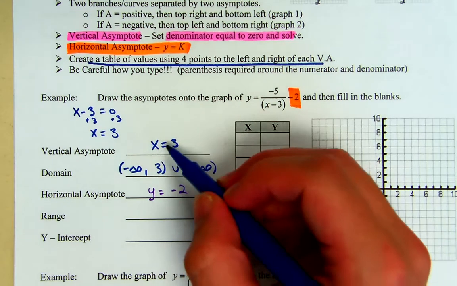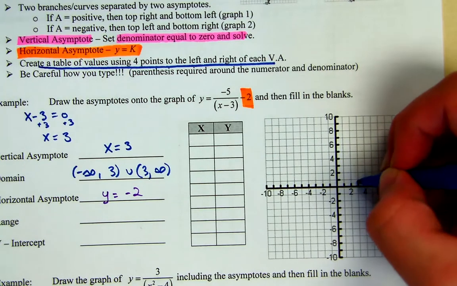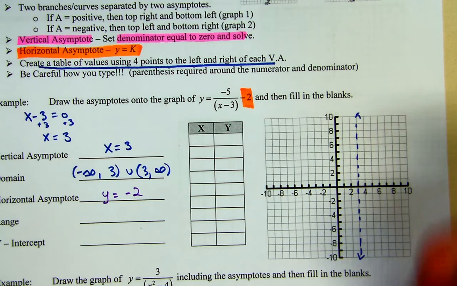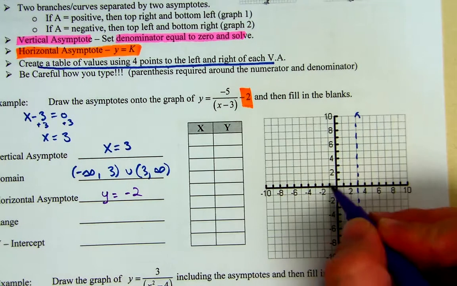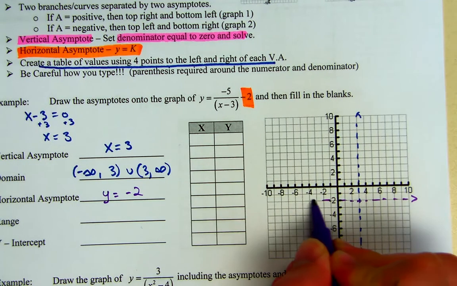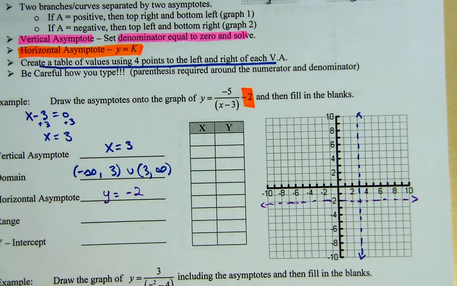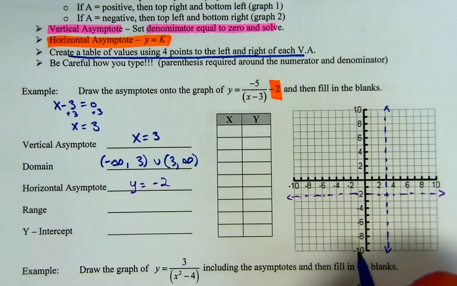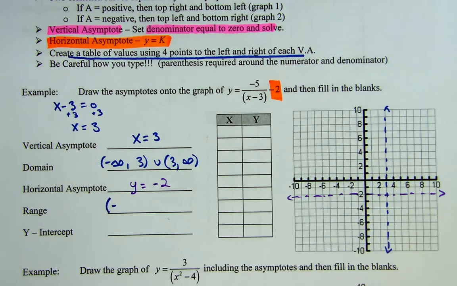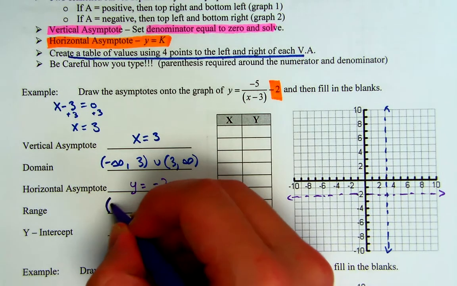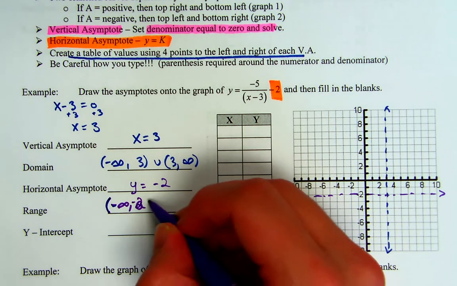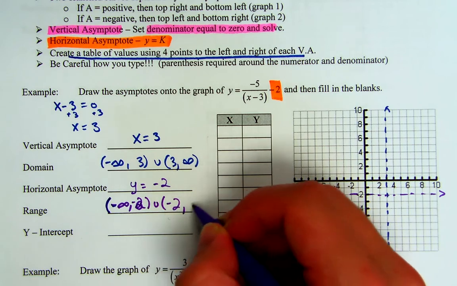Alright, let's go ahead and actually graph that asymptote x equals 3. So go to 3, and it's vertical, straight up and down. y equals negative 2, so we go to negative 2. That's our horizontal asymptote. So draw that in place. Range is everything but the horizontal asymptote. So negative infinity to negative 2, union negative 2 to infinity.